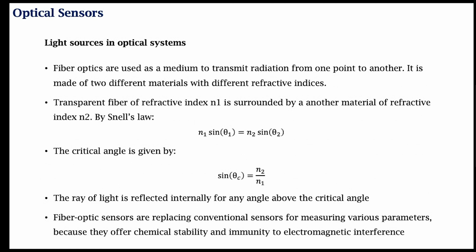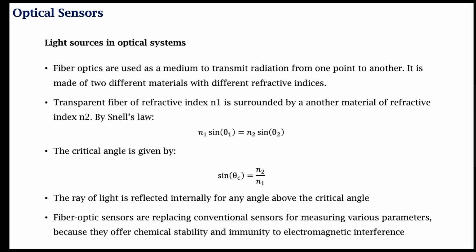The details are beyond the scope of this course. Essentially, from our high school physics, we know that there is this Snell's law. What is this? Refractive index, two materials. If this fiber is made of two materials with two different refractive indices, n1 sine theta 1 is equal to n2 sine theta 2. The critical angle at which the refraction happens is given by n2 by n1. So the ray of light is reflected internally for any angle above this critical angle.